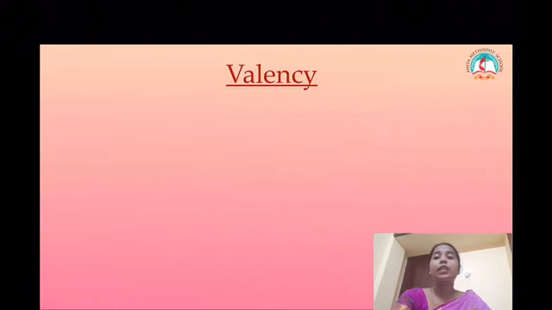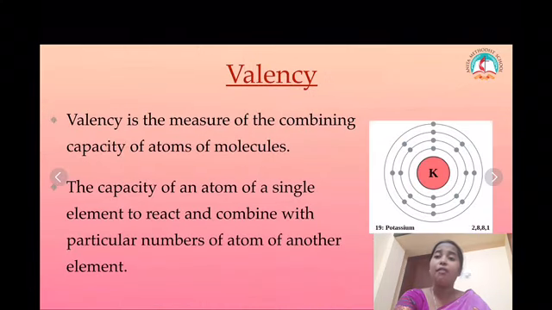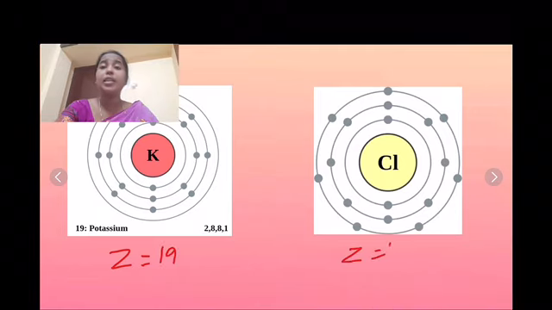Next, we are going to learn about valency. So, what is valency? Valency concerns the electrons present in the outermost shell. We call it the valence shell. For example, look at these two elements. One is potassium, one is chlorine. The atomic number for potassium is Z equal to 19, and for chlorine Z equal to 17.